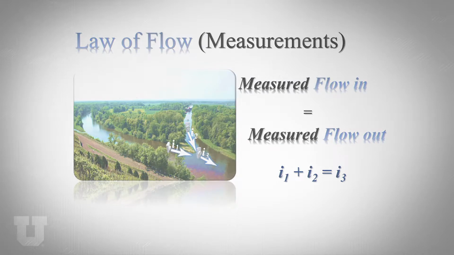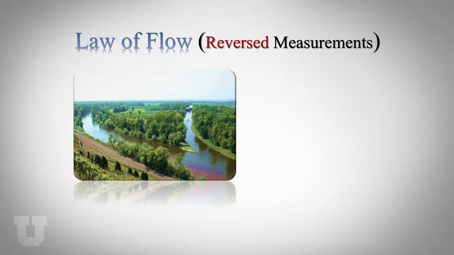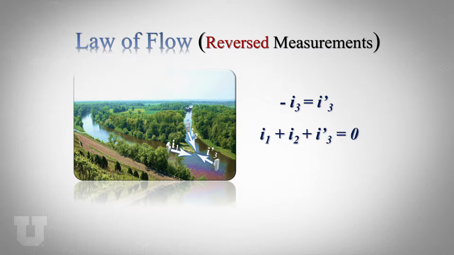Due to her curiosity, Mary wanted to know what happens if she flipped the direction of measurements for one of the currents. Does the law of flow still hold true when the direction of measurements is opposite? So Mary flipped the direction of measurement for I3 such that minus I3 is equal to I prime 3 in the picture. What Mary discovered was that the summation of all the currents is 0, and the measured flow in is always equal to the measured flow out, despite the direction of measurements.